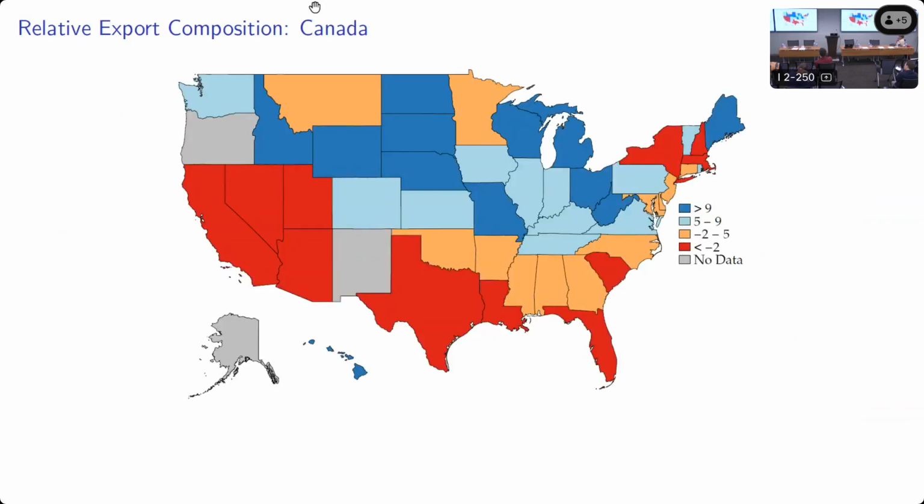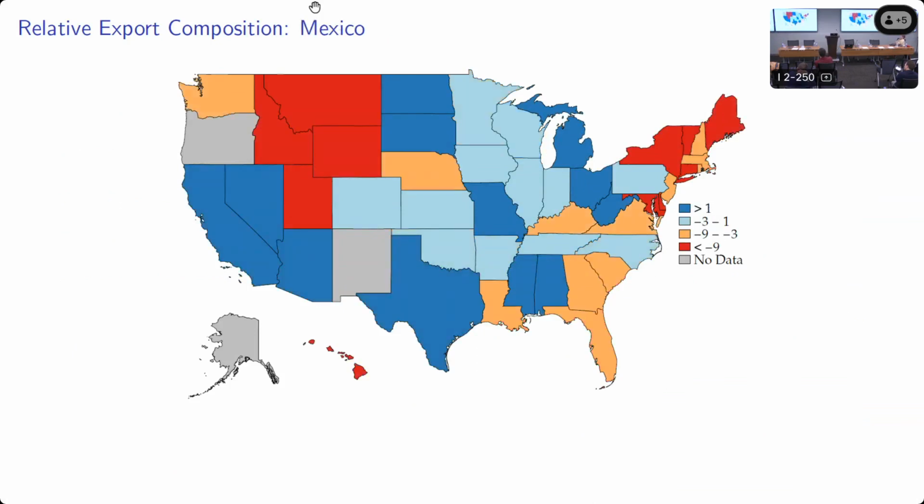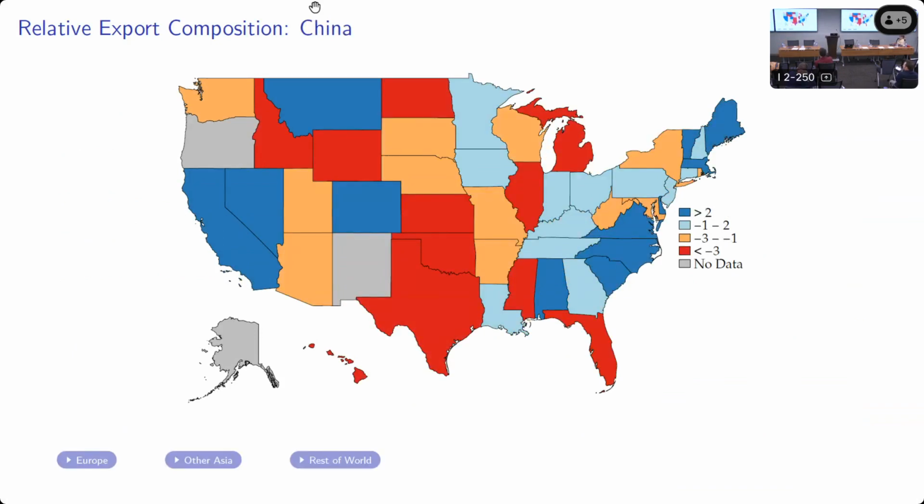So here is Canada. You can quite clearly see the role for geography here. Places closer to Canada are exporting relatively more to Canada, and places further from Canada are exporting relatively less than the US average. But again, it's not everything. This is Mexico. There is geography, but there's also a lot of exposure in the Midwest. And finally, this is China. Not surprising, but also quite a bit on the East Coast.